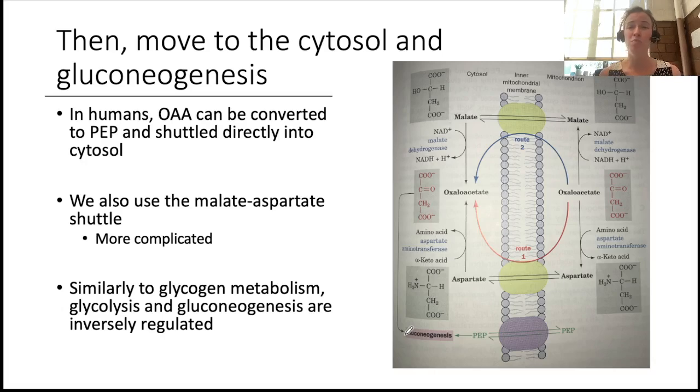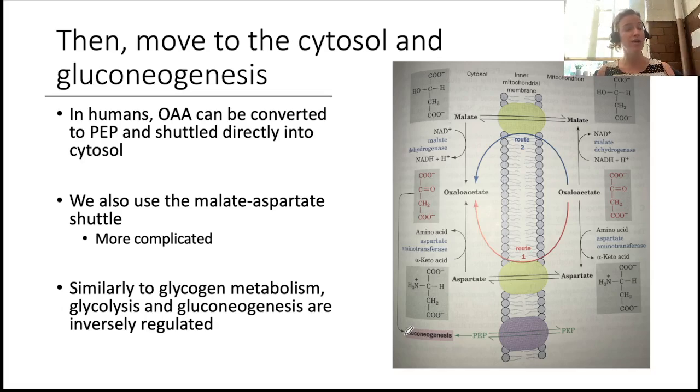If you plan to take the MCAT, you may also need to know about the malate aspartate shuttle that is on the slide here. I am not going to talk through it. That's a bit more complicated, but it again is a way for us to eventually get PEP into the cytosol. And similarly to glycogen metabolism, where its synthesis and breakdown were inversely regulated, glycolysis and gluconeogenesis are also inversely regulated. What activates one should inactivate the other.